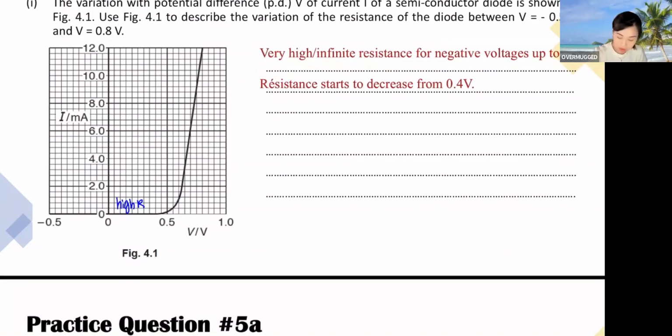Now take note, you need to give them values because they actually say based on the figure. So if you don't give them any values, they will not give you the mark. Okay.